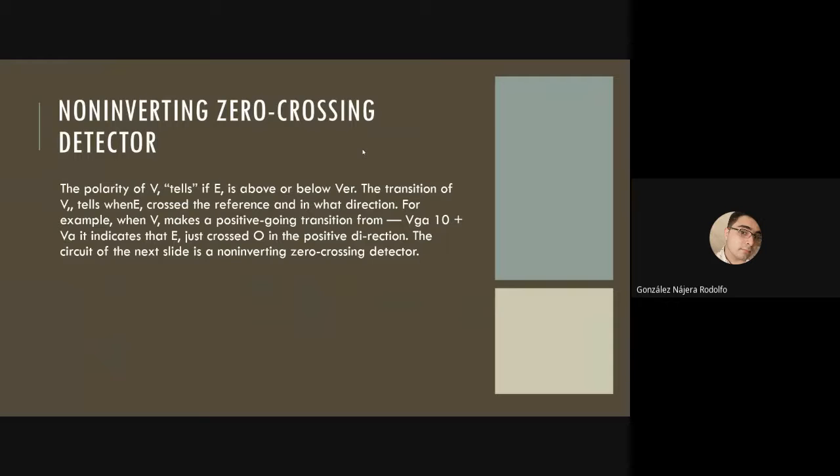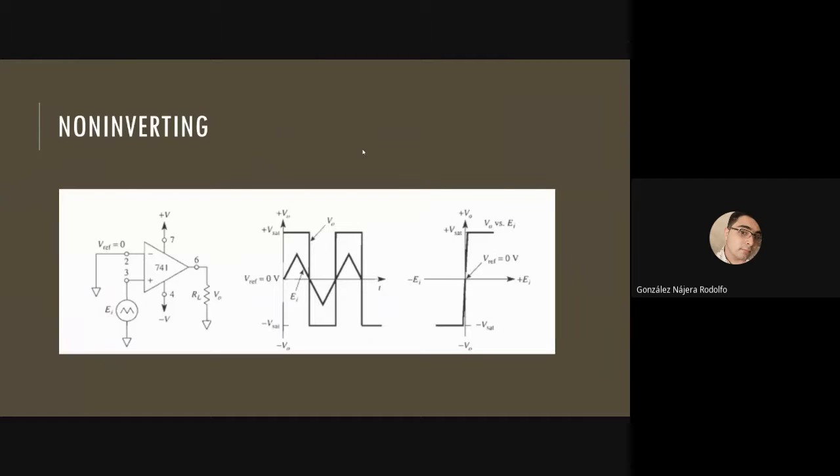The polarity of voltage VO tells if E is above or below the reference, where the transition of VO tells us when E crosses the reference and in what direction. For example, when VO makes a positive going transition from negative Vsat to positive Vsat, it indicates that E just crossed zero in the positive direction. The circuit on the next slide is a non-inverting zero crossing detector. That is the example, and some of the waveforms that a non-inverting detector shows.